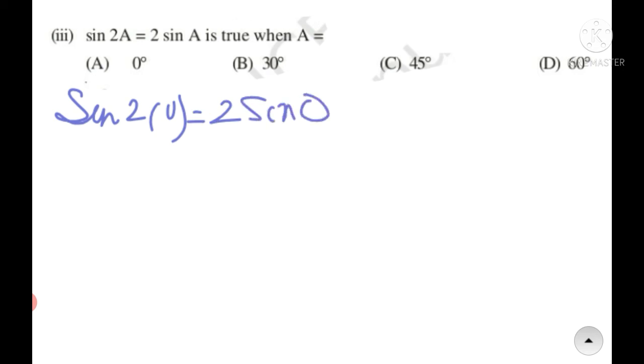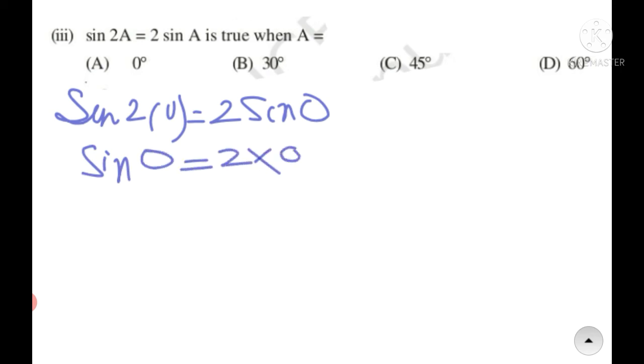In the third part, we cannot directly solve it and reach the option because we don't know the formula in 10th class. So what we do is we pick up each and every option and try to substitute in the given equation. Let us put in for A is equal to 0 degrees. I have sine 2A, that is sine 2 into 0, is equal to 2 sine A, that is 2 sine 0. Let us solve it. This gives me sine 0 is equal to 2 into sine 0.